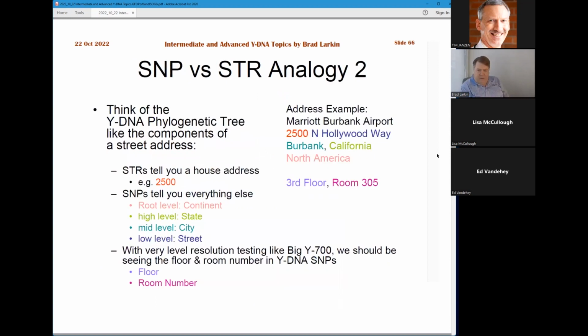I think you all understand SNP versus STR measurement. Another way to think about it is the STRs tell you a house address, the SNPs tell you everything else: the continent, the state, the city, the street. So to get the full address, you'd like to have all the information.